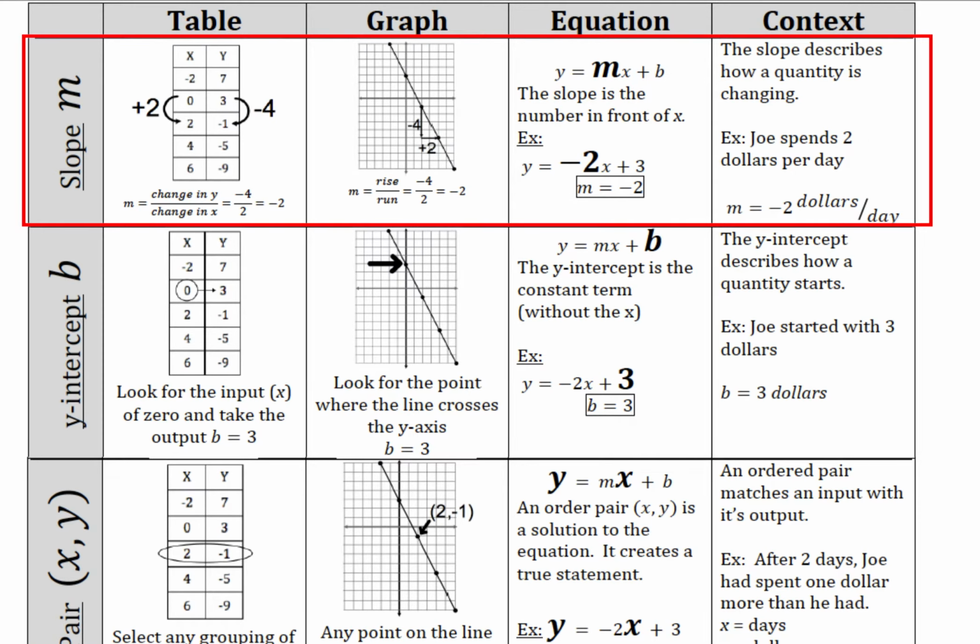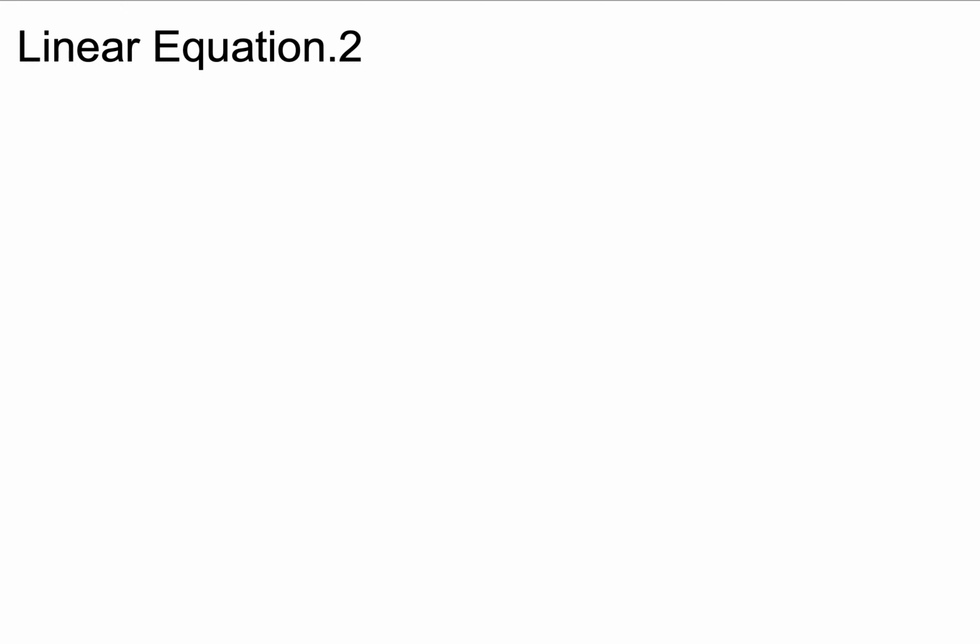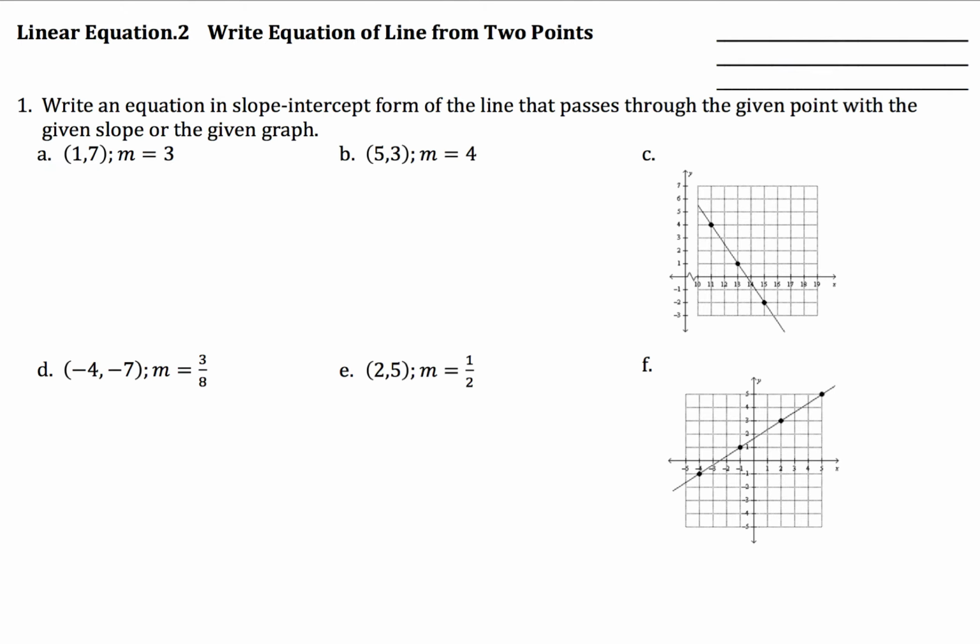Okay, when you're interpreting slope, remember that slope describes how something is changing. So that's the main idea there. And you'll have that as number 8 on the assignment. So in the assignment, on number 1, you're going to be finding the equation of a line. For A, B, D, and E, it's just point and slope.